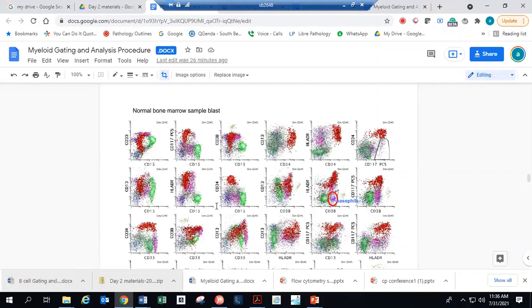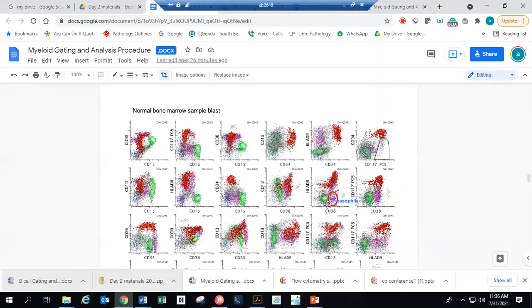Then coming to CD15, blasts will not have CD15 as compared to the granulocytes. And CD34, as we know, is a stem cell marker. That's how we know that those are blasts. However, there are some blasts that are CD34 negative. Those are the abnormal blasts. Those are not normal myeloid blasts. So you have to remember that.